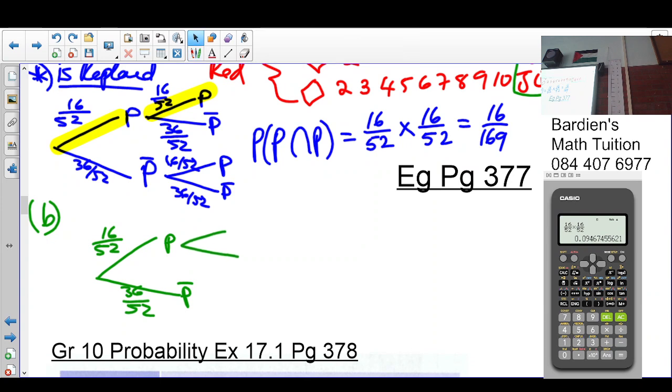Now, if I draw a picture card on my first draw, however, the card is not being replaced. 15 over 51.